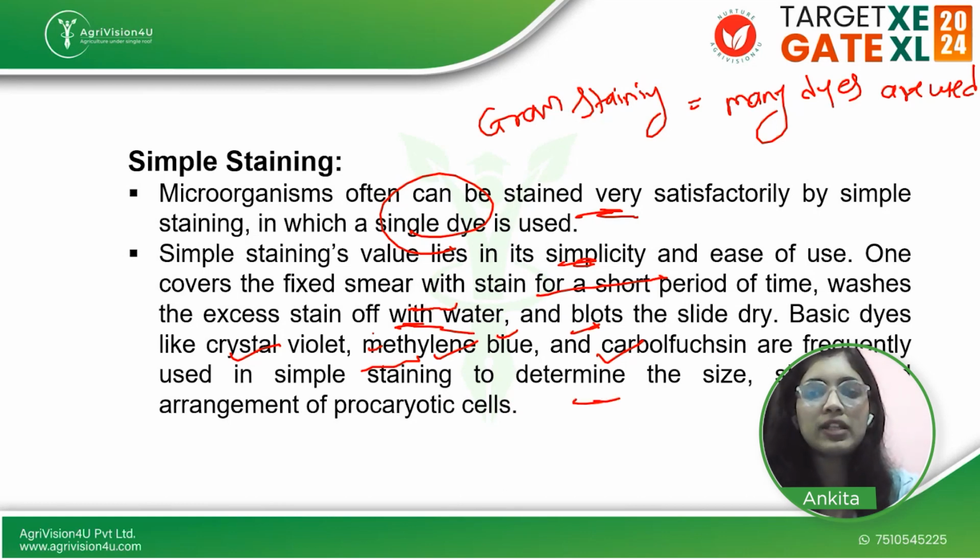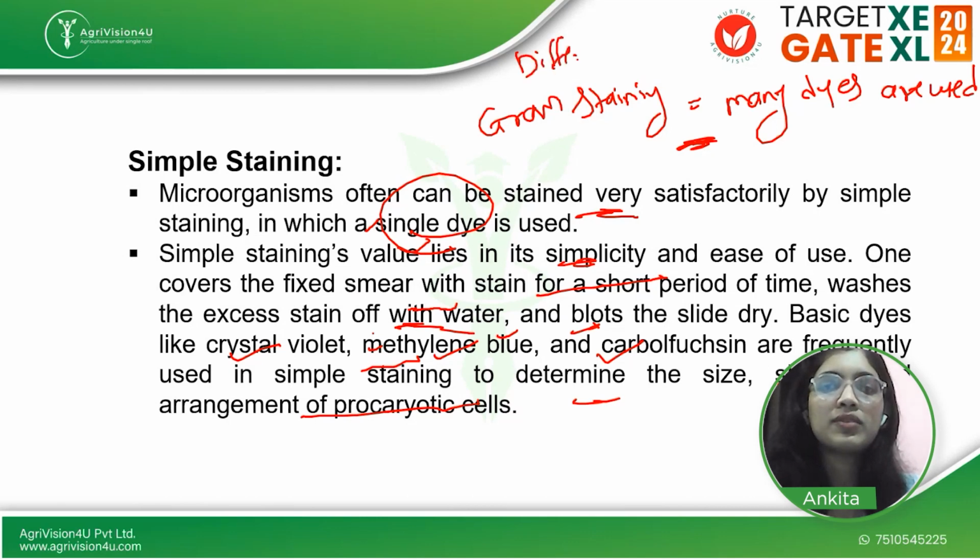And why is the simple staining technique used? It is used to determine the size, the shape, and the arrangement of the prokaryotic cell. So for these types of reasons, the simple staining technique is used. Just remember the one basic difference between simple staining and differential staining: a single type of dye is used in the simple staining technique, and many types of dyes are used in the gram staining technique, that is, in differential staining.